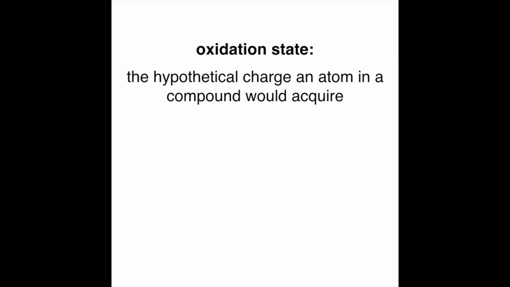The first rule for assigning oxidation states tells us that any substance in its elemental form has an oxidation state of 0, regardless of whether it's monatomic, diatomic, or polyatomic. This means an aluminum atom, an H2 molecule, and an S8 molecule all have oxidation states of 0. Let's now take a look at sodium chloride.